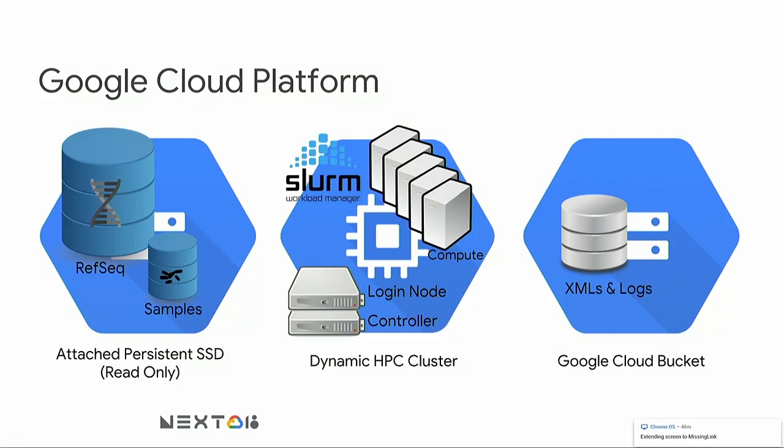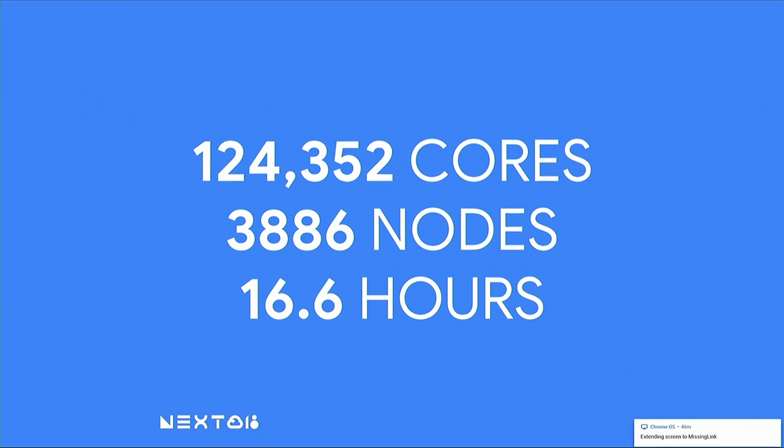Our output. So our outputs are actually relatively small. And you know, we didn't really need big scale SSDs, big scale file storage. We actually sent our data at the end of our jobs to a Google Cloud bucket. So the job. We ran on 124,352 cores concurrently. We ran on 3,886 nodes, and we did that in 16 and a half hours.